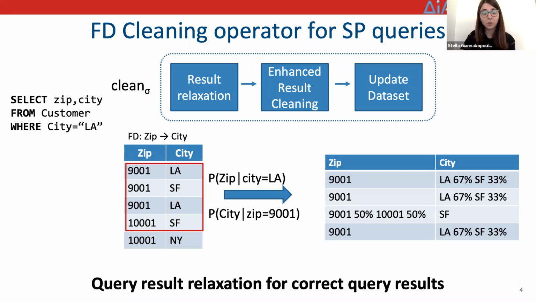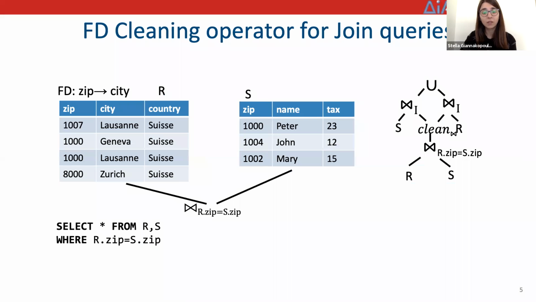Therefore, using this approach, by relaxing the results, we can partially provide correct query answers without accessing the whole dataset. So now, in the case of join queries, we introduce the clean join operator inside the query plan similarly. However, in this case, where we have join queries, an error that appears in each of the involved tables in the join might affect the join result.